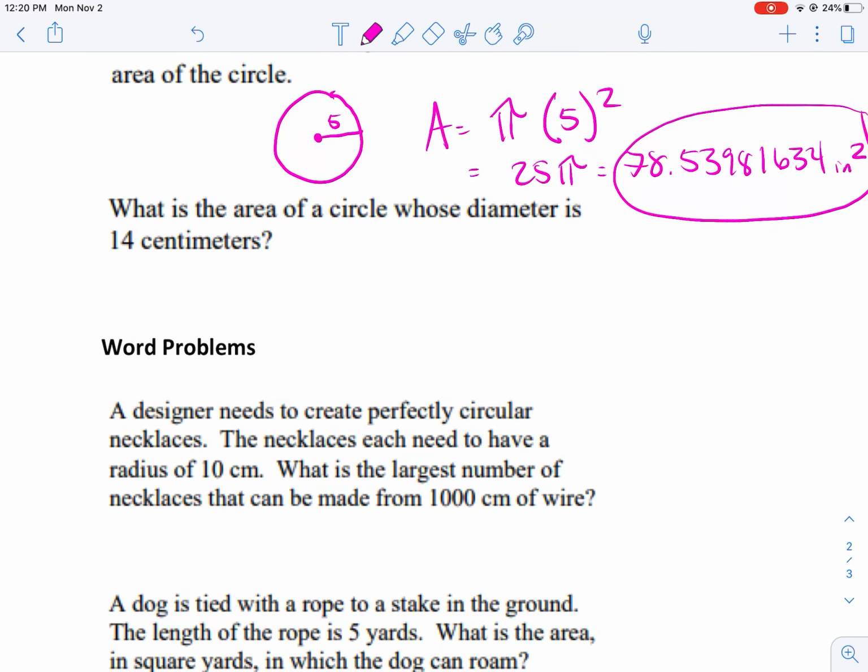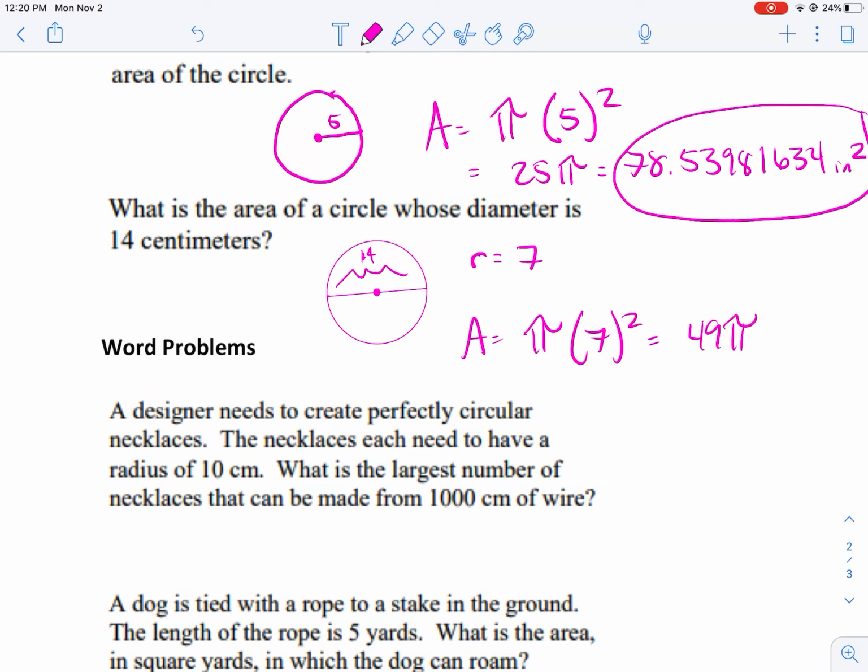Okay, keep going. Area of a circle whose diameter, okay, so in this problem right here, they're giving us the diameter. All right, and so our diameter is 14, so our radius is 7, so area equals pi times 7 squared, it's 49 pi, which is 153.93804 centimeters squared.